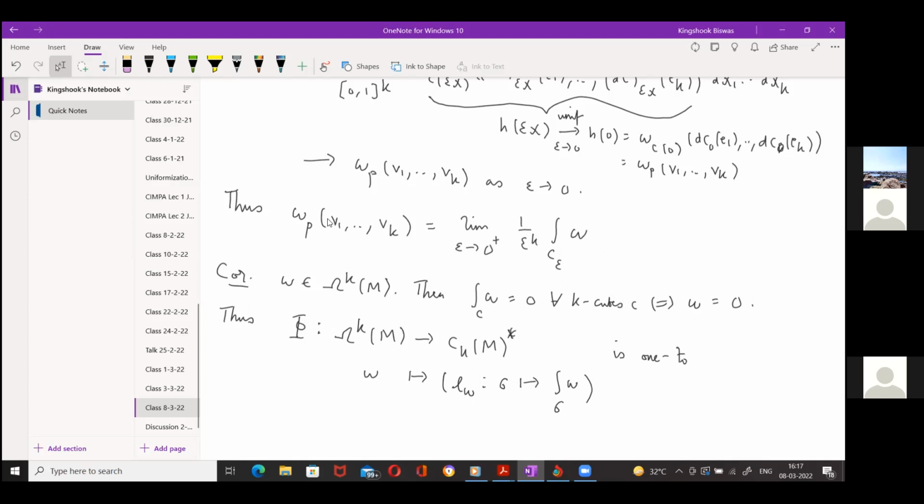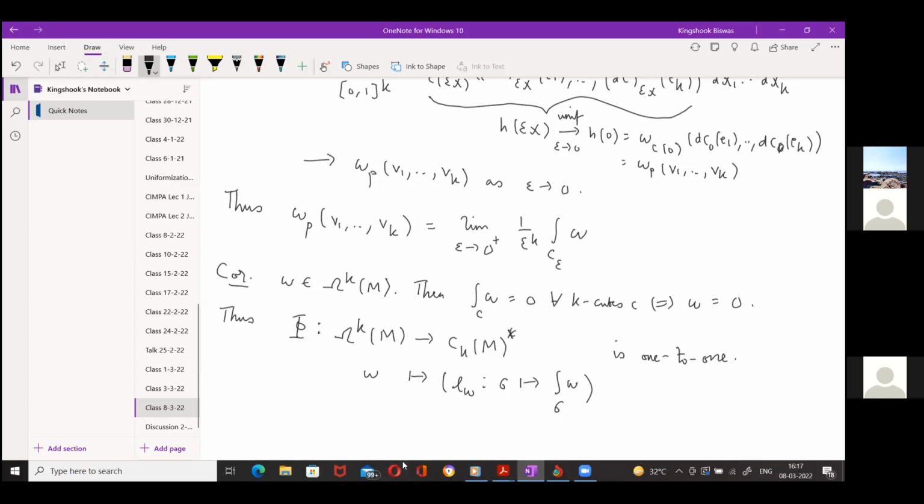Kernel means an omega whose integral over all k-chains is 0. So the integral over all k-cubes is 0. So this integral over C epsilon is 0 for all k-cubes C. And so that means omega at P of V1 to Vk is 0 for all vectors V1 to Vk and all points P. Is this clear? Okay, so this is what I wanted to say.